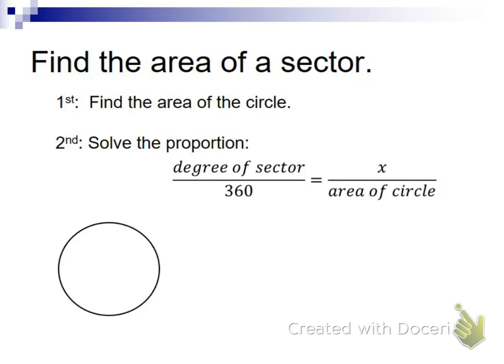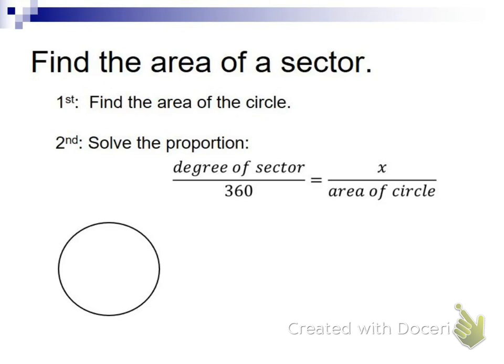All right, we need to finish up our 8.7 notes. There was one big idea we did not get to yesterday, which was the area of a sector. So in your notes, you should be filling in our first and second steps. First thing we do is find the area of the whole circle. The second thing we do is solve the proportion. You also need to get the proportion written down.